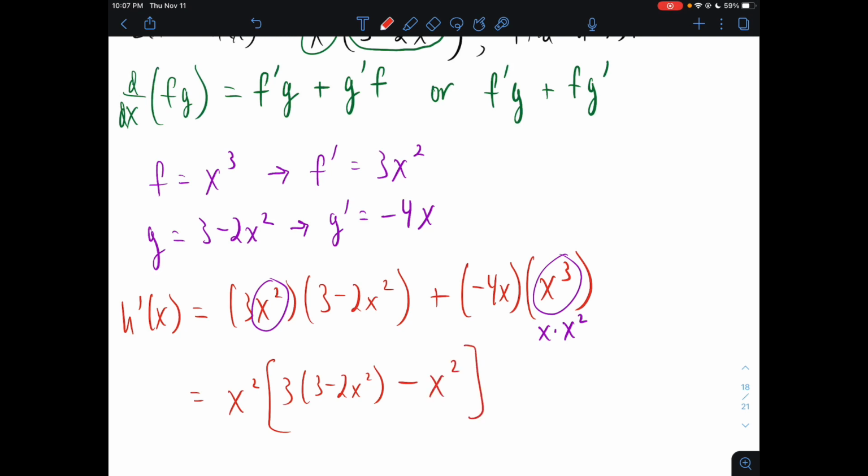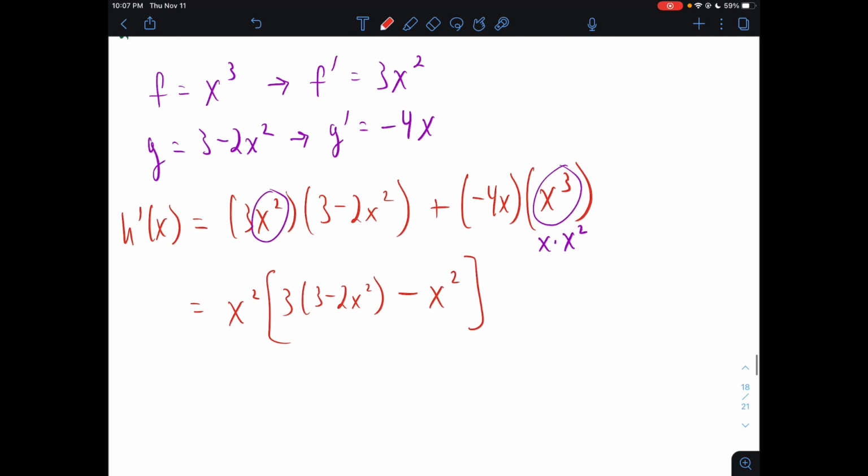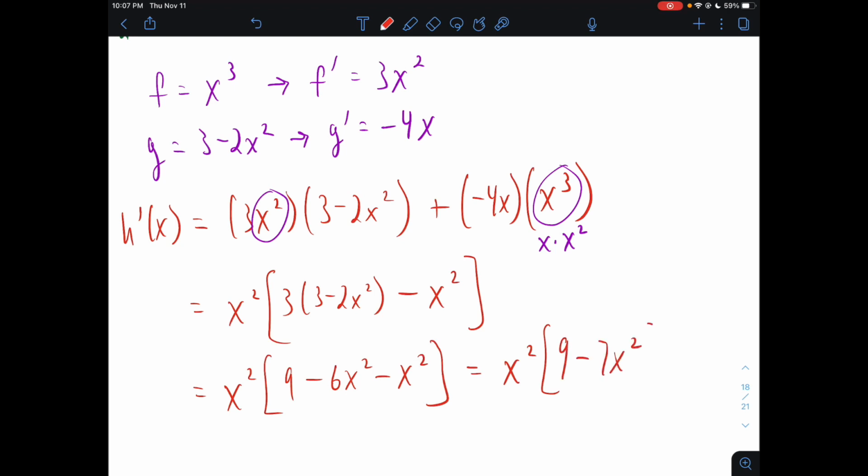And we can simplify what's inside of the brackets. If I multiply first, we'll see that we get 9 minus 6x squared minus x squared inside of the square brackets. And so what I'm left with in a simplified version would be x squared times the quantity 9 minus 7x squared. And that's it.